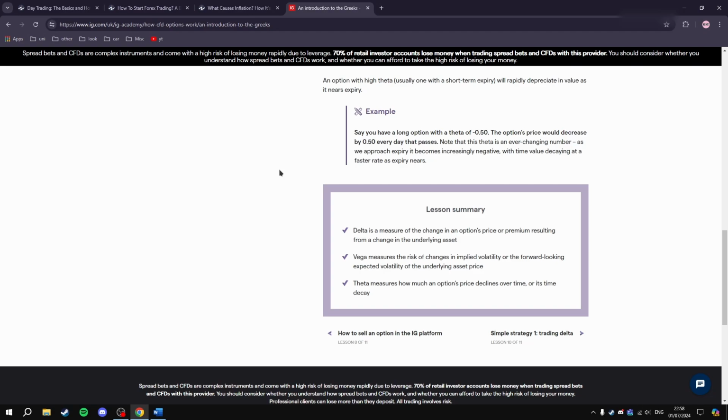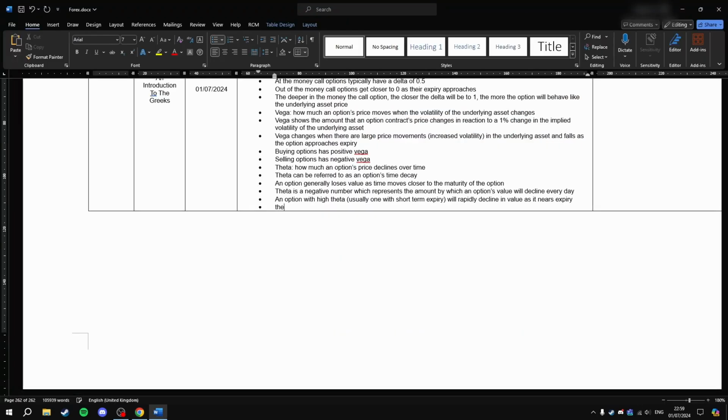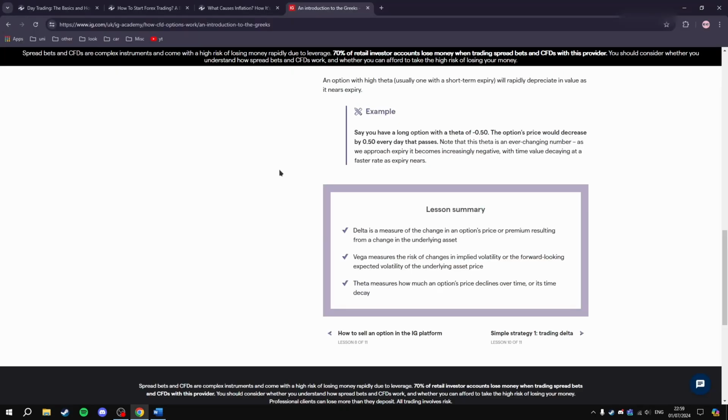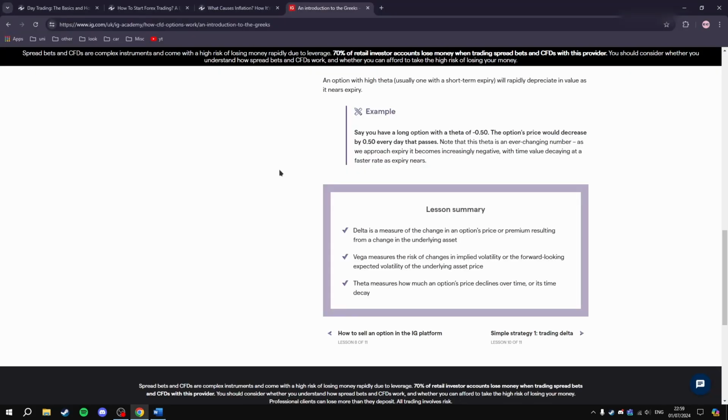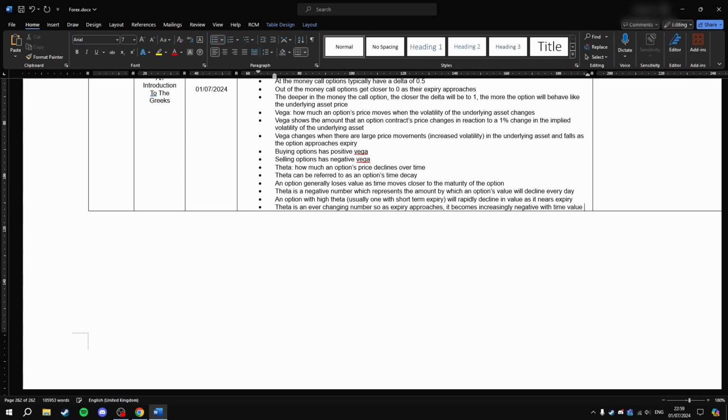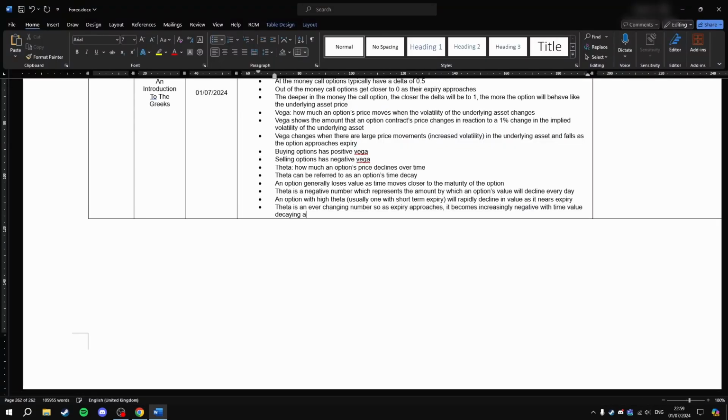Note that theta is an ever-changing number. As expiry approaches, it becomes increasingly negative, with time value decaying at a faster rate as expiry nears.